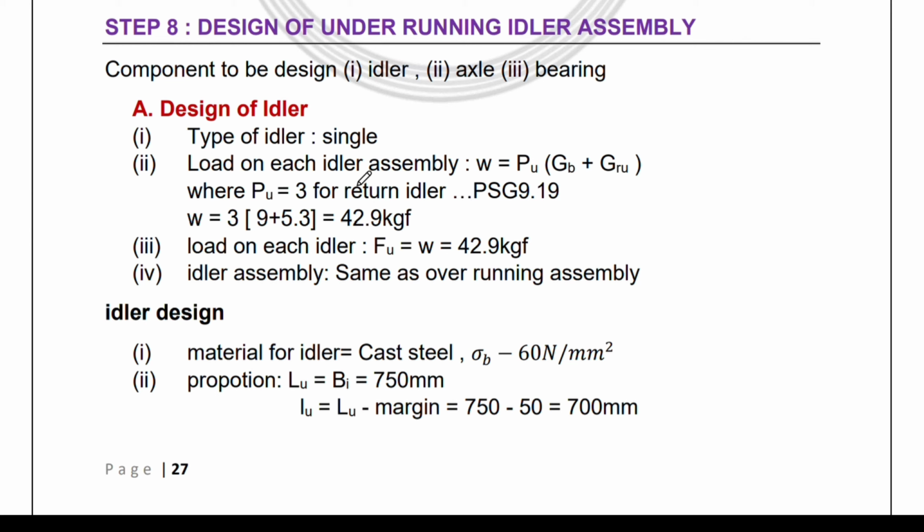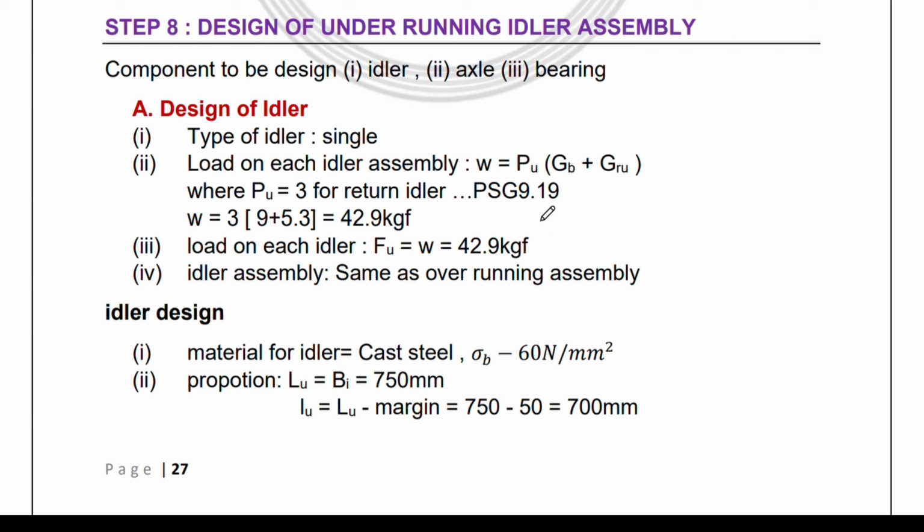Load on each idler assembly. For that, this is the formula: W is equal to PU GB plus GRU. PU is the spacing for the return idler, which we have already found in step number 2. You can go to step number 2 and there you will get this value.